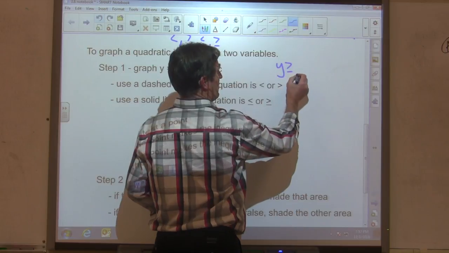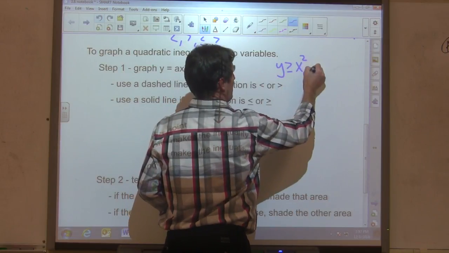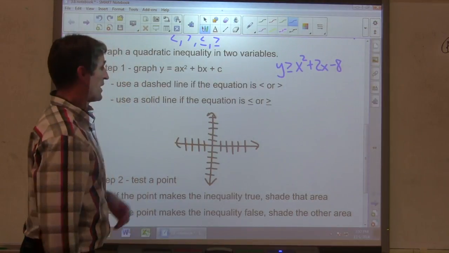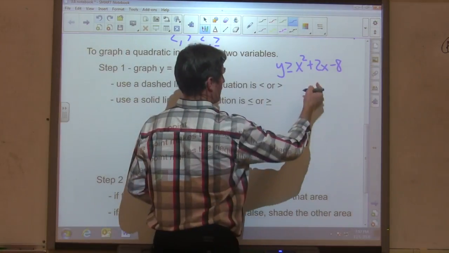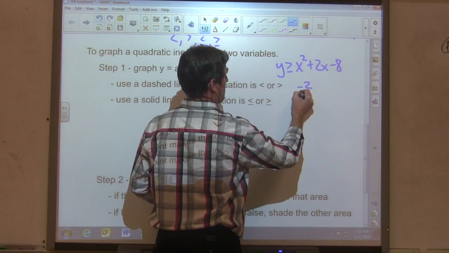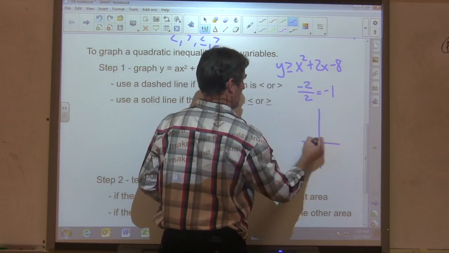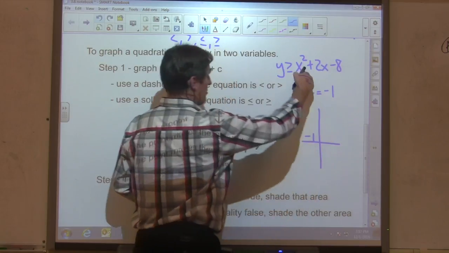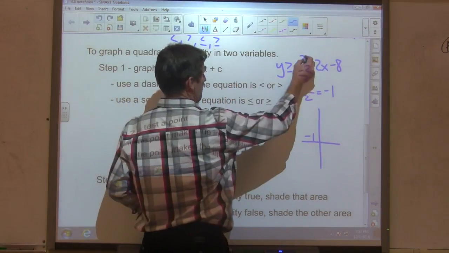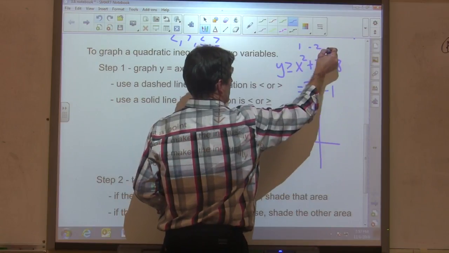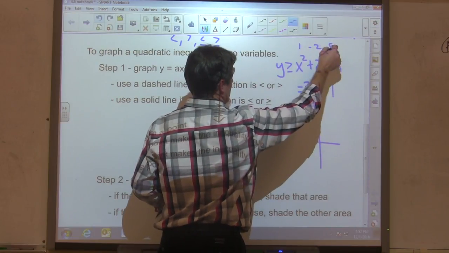y is greater than or equal to x squared plus 2x minus 8. So again, we do the same thing. We find the vertex. So that would be negative 2 over 2 times 1, which is negative 1. So again, our vertex is going to start at negative 1. We plug that in. So negative 1 squared is 1. Negative 1 times 2 is a negative 2. Minus 8, so that would be negative 9.